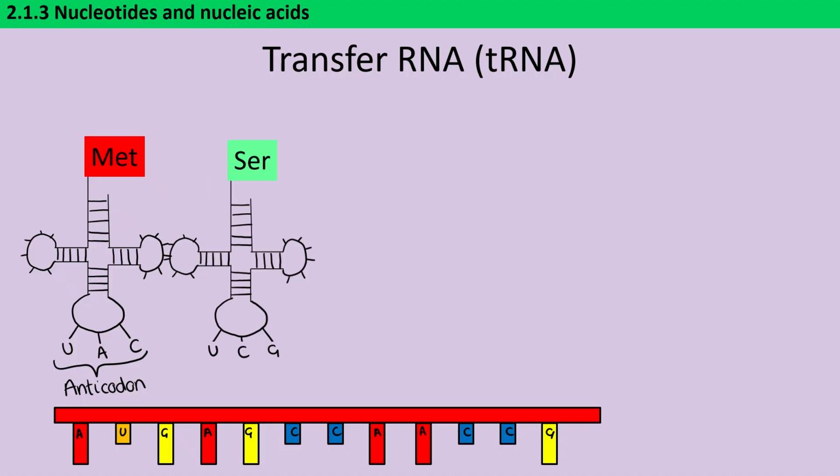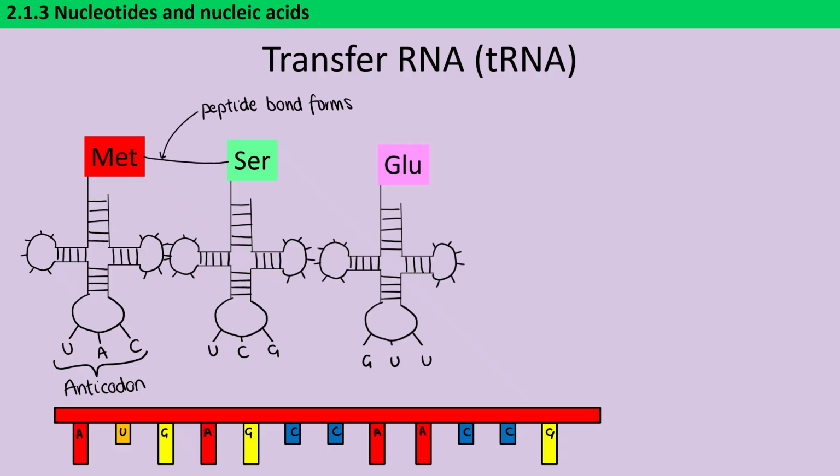As these transfer RNAs are added, a condensation reaction is used to produce a peptide bond that joins them together. Ribosomes move along the mRNA, and as they release the first tRNA, they recruit another tRNA, and the ribosome will continue to move until it reaches a stop codon.